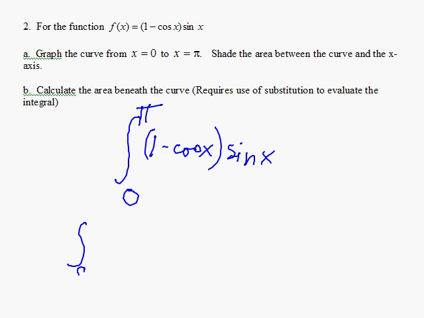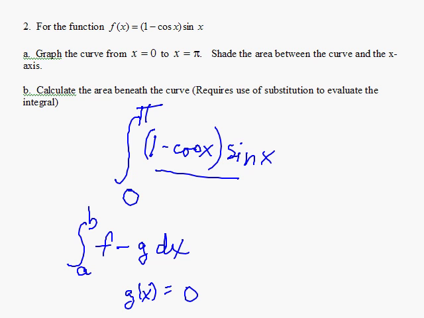So if I want that integral, the area between the curves, I've got f minus g here, dx. So here's my f, but what is g? If you're talking about the x-axis, then g of x would be 0, right? Because that would be the x-axis. You don't have to bother with that, so you just take the integral of f of x dx from 0 to pi, and that will give you the area beneath the curve.